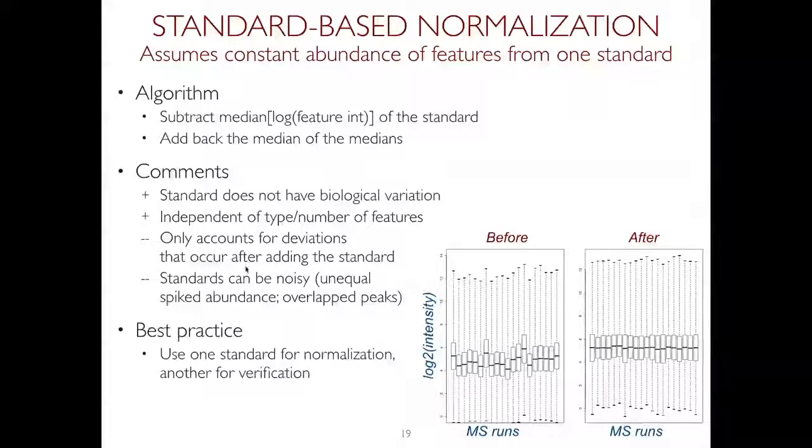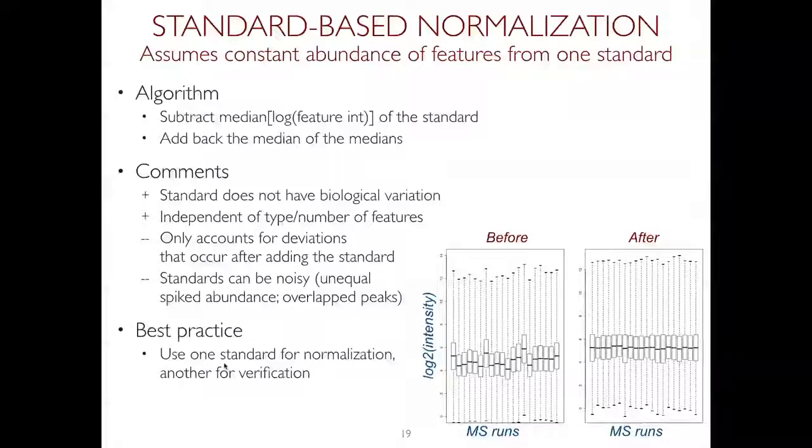The bad thing is that they only count for deviations which occurred after we spike the standard. And the standards can be noisy themselves, right? So if we have only one standard peptide, it can itself be subject to interferences, and then we introduce more noise, then we actually normalize away. So usually, if we cannot have labeled standards for every endogenous feature, which is usually the case in DIA, what we advocate for is to use at least more than one standard for normalization.